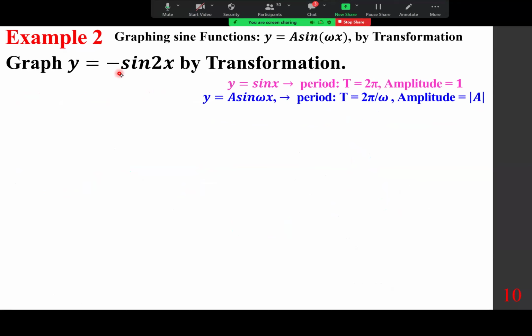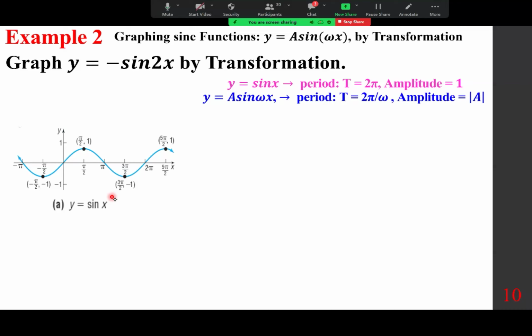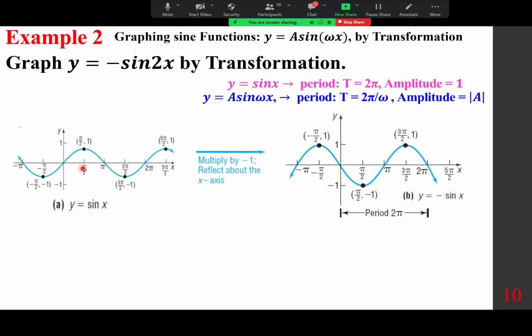y equals negative sine 2x. We want to do this by transformation. And we know that when y is sine x, period is 2 pi, amplitude is 1. When y is a sine omega x, period is T equals 2 pi over omega, and amplitude is the absolute value of a. So first, we have the good old sine, the basic sine that we have seen. Now, the effect of this negative is that when we multiply by -1, it reflects it about the x-axis. It flips it over with respect to the x-axis.